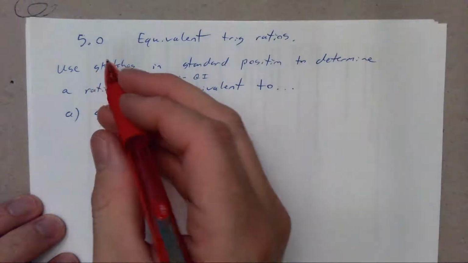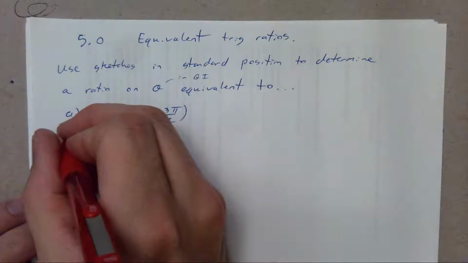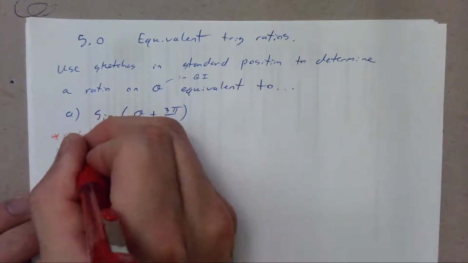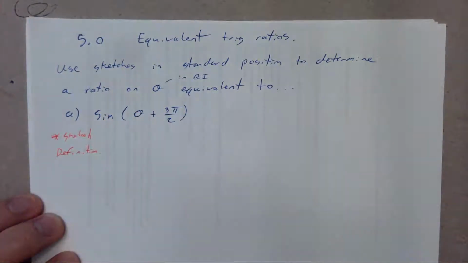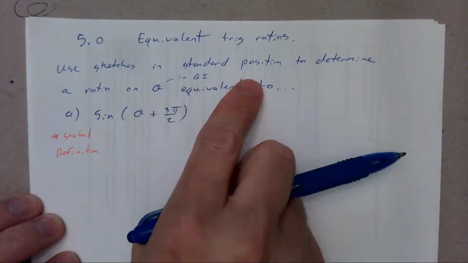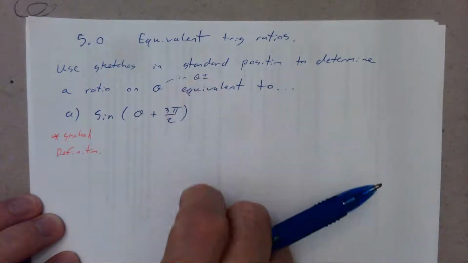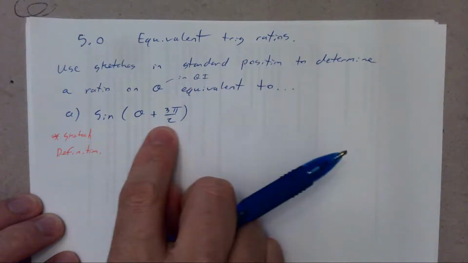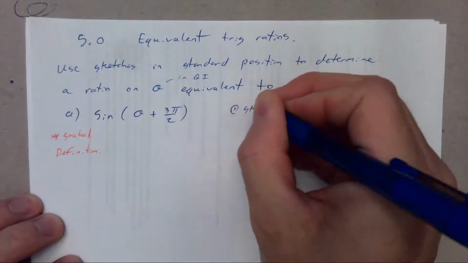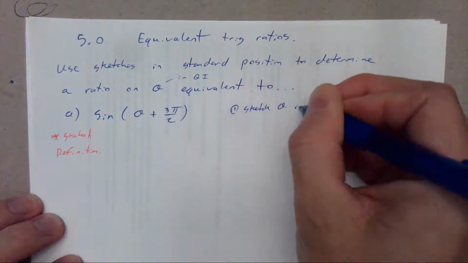Very much like most of our questions in Unit 4, we're going to use the sketch and we're going to use the definition. Okay. So, I understand when students can't see the process 7 steps from now, but to say, well, I don't know how to start here, I think would be silly. We're asked to find an expression on an angle in standard position, theta, in quadrant 1, that's equivalent to the sine of theta plus 3 pi by 2. So, we're going to start by sketching theta in quadrant 1.